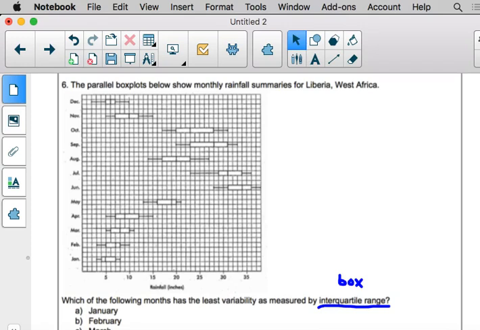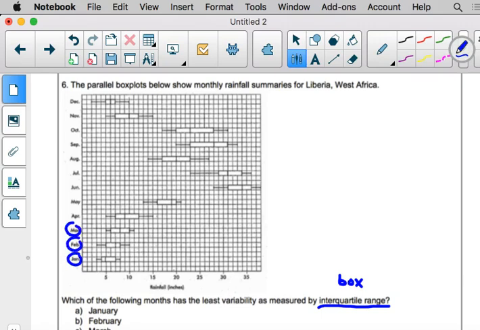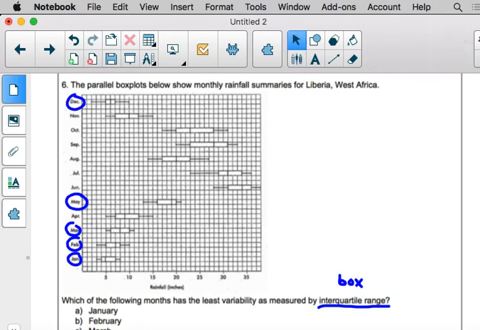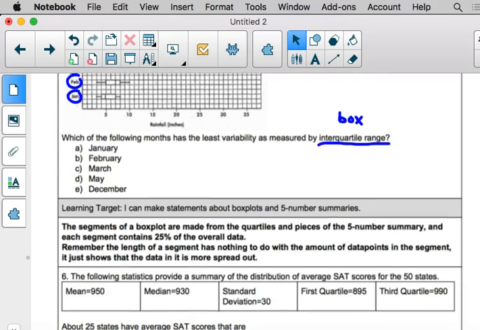So if we're looking at this one, January, February, March, May, or December, again, least variability is measured by the IQR, so which one has the smallest box? Well, here, I would argue, I think December has the smallest box. So in terms of interquartile range, it's going to have the smallest.